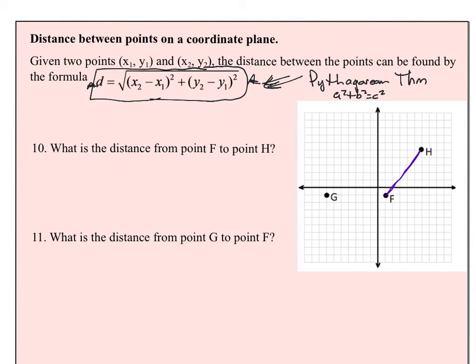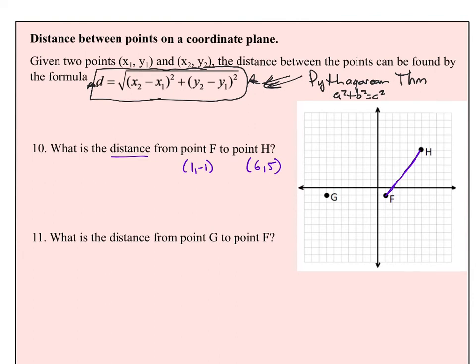Okay, and I can't just count, 1, 2, I can't just count along the blocks. That doesn't work. All right, if it's a straight line, then I can do it, but not if it's diagonal like that. So I look at point F, and I remember that hey, that's at (1, -1). Point H is at (6, 5). So I need the distance. So what does that look like?